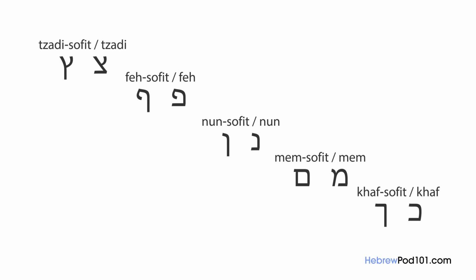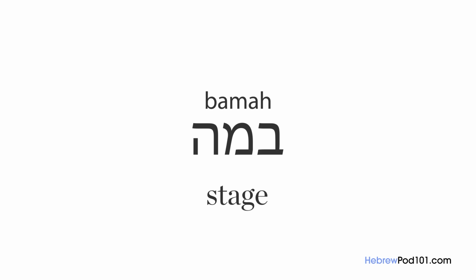There are 5 letters that change form when they're at the end of a word, but they're still the same letter. Chaf, Chaf sofit. Mem, Mem sofit. Nun, Nun sofit. Pei, Pei sofit. Tzadi, Tzadi sofit. Here's an example of how this works.